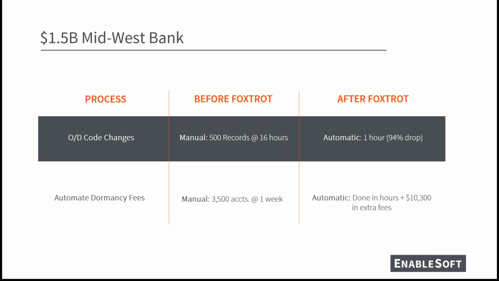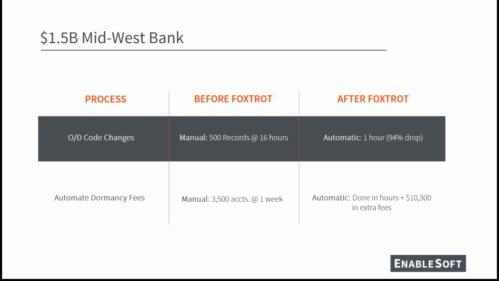But the big part of this case study here is the second point, the automation of dormancy fees. So this was about 2 years ago, and this particular financial institution, this bank, decided to institute an account dormancy fee. So if a checking account, for example, had been untouched for a year, that bank would then assess that individual $2. They would debit that account $2 every month, assuming it had been, of course, dormant for about a year.